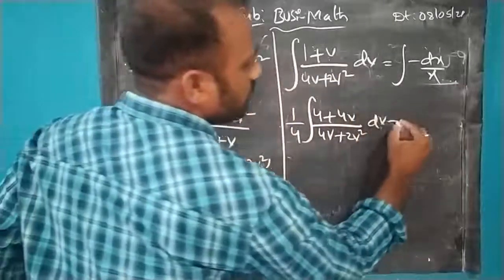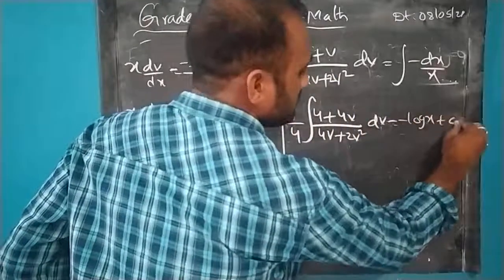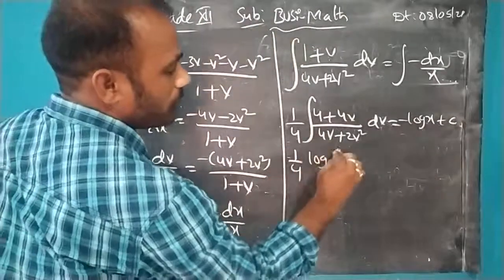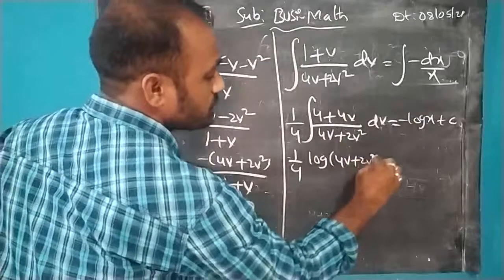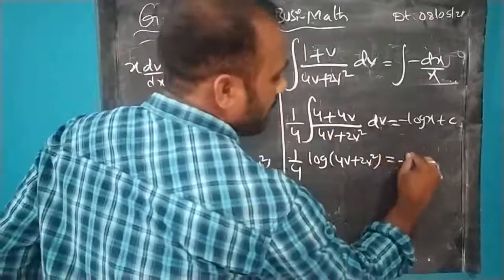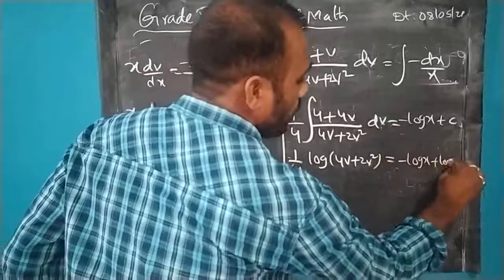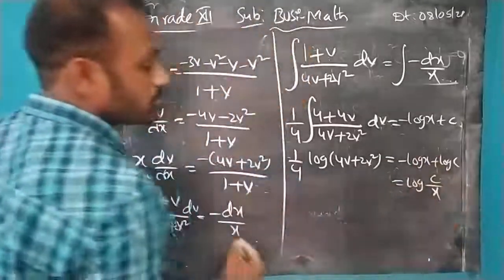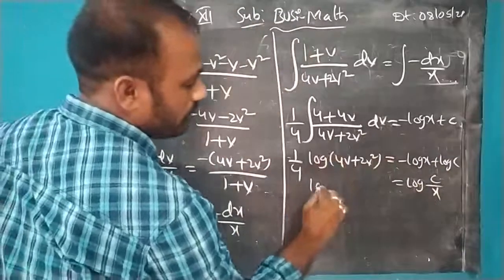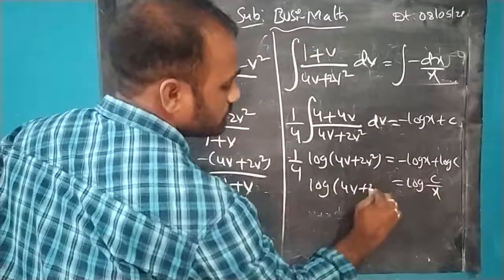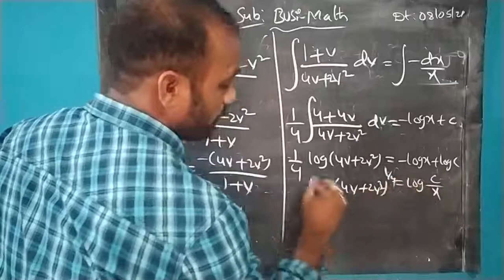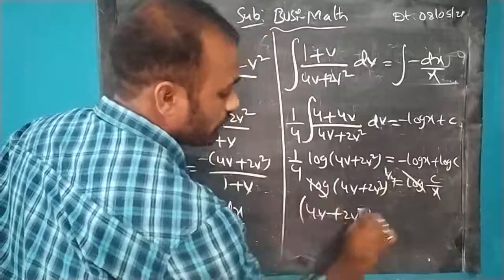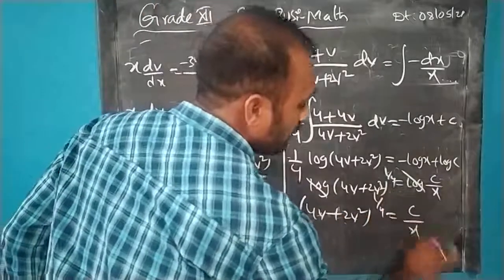Here if I do integration, it will become minus log x plus c. So 1 by 4 log of (4v plus 2v square) is equal to minus log x plus log c. So log a minus log b is log a by b. Here 1 by 4 will come in power, that is (4v plus 2v square) whole power 1 by 4. Log gets cancelled. So we are left with (4v plus 2v square) whole power 1 by 4 is equal to c by x.